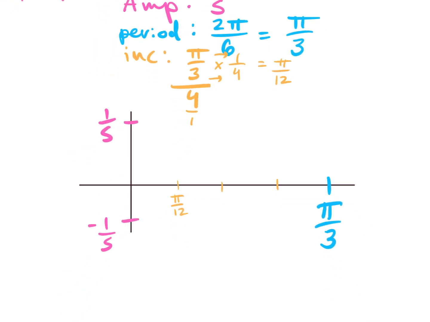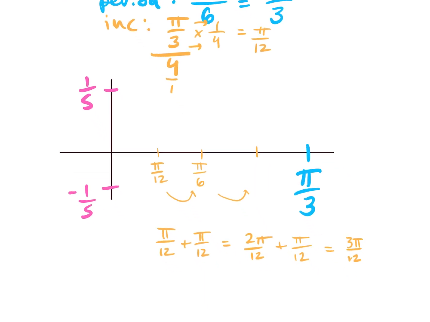Then we add pi over 12 to get the next one. Pi over 12 plus pi over 12 is 2 pi over 12, which simplifies to pi over 6. To find the next one, we're going to add another pi over 12, which would be 3 pi over 12, which simplifies to pi over 4. Do you have to simplify it on the test? Yes, make sure you simplify your fractions.